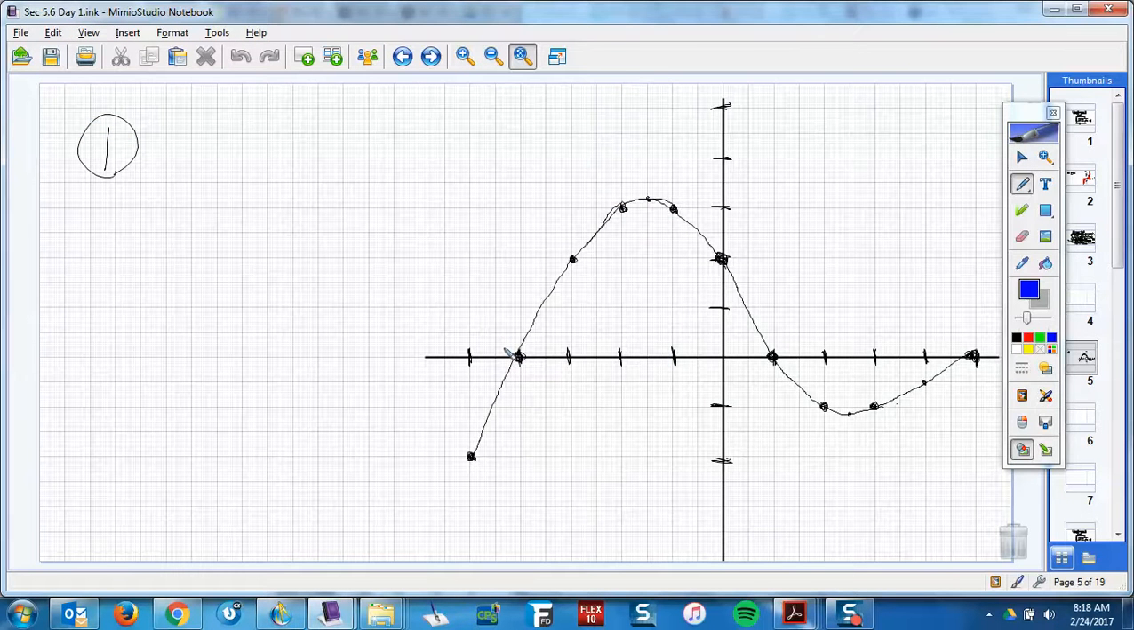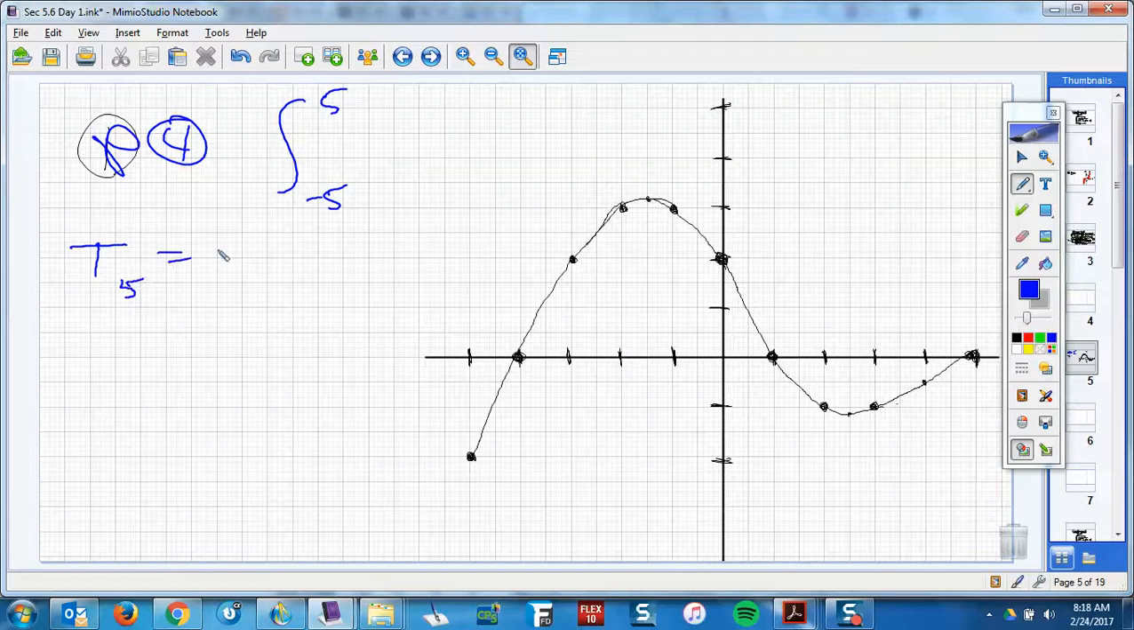Okay, so 4, you want to do 4 on that one real quick? Okay, so what was 4? 4 was the integral from -5 to 5 again, and it was how many trapezoids? 5 again. Okay, so again, the width is still going to be 2, so here's our subdivisions, like so, okay?